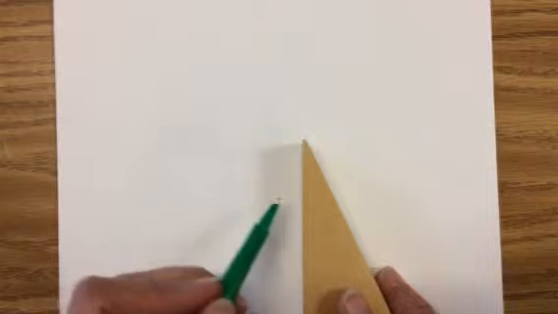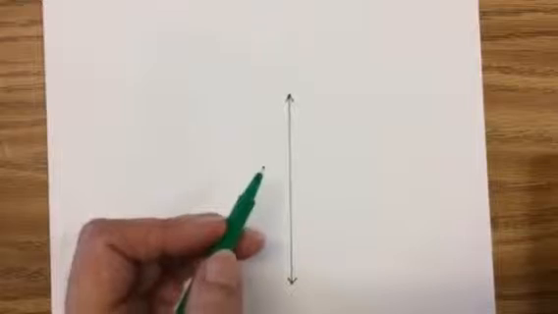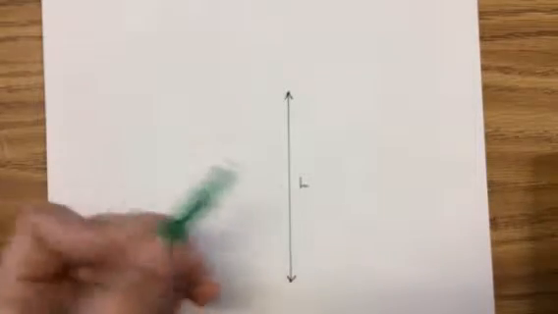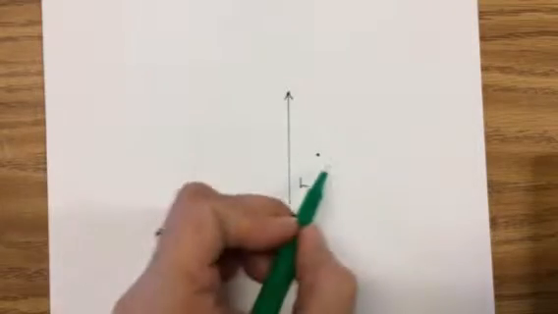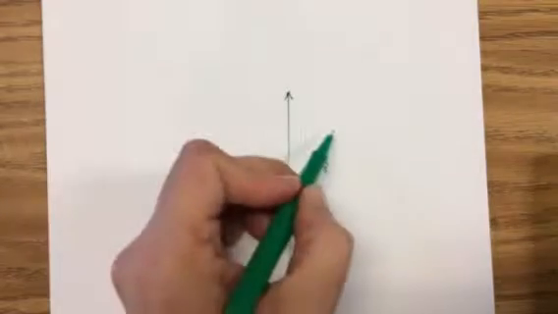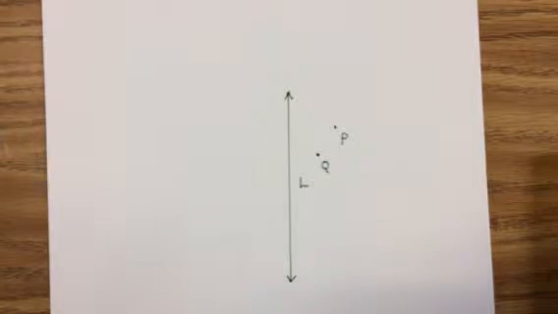Okay, for this example, you're just going to need another blank sheet of paper and just draw along with me. So on your blank sheet of paper, draw a vertical line, and we'll call that line L. And then we're going to draw a couple points nearby. We'll have a point Q, and then up around here, it's not really important where that is, the point P. Okay, so line L, point Q, and point P.